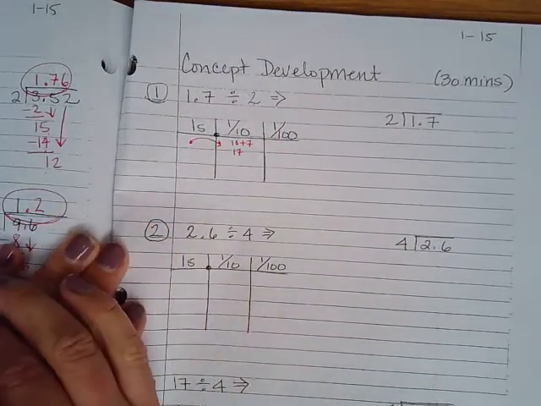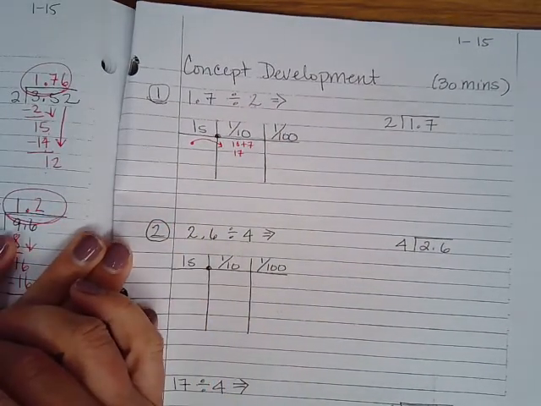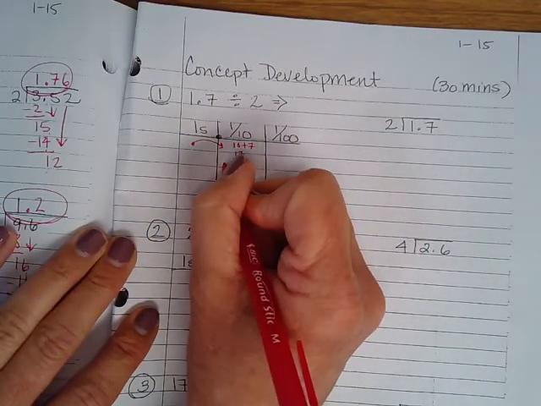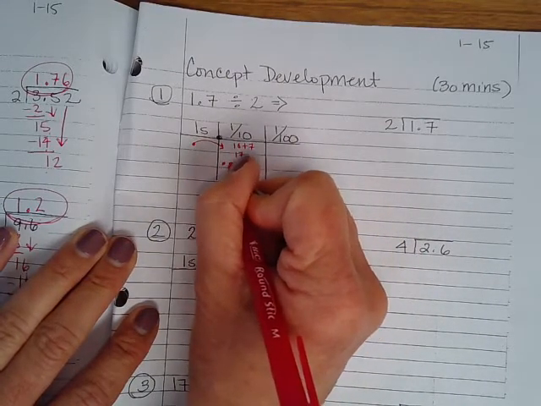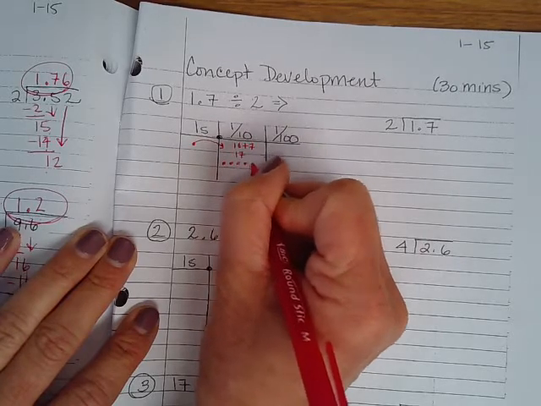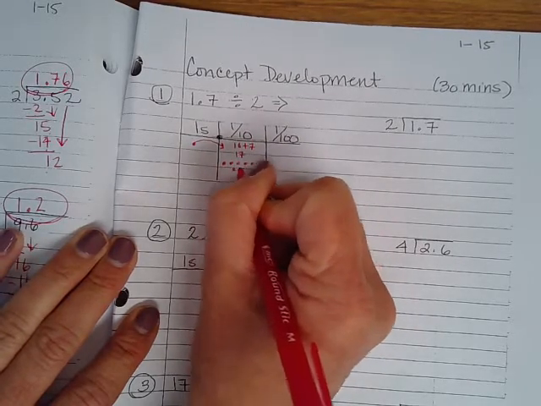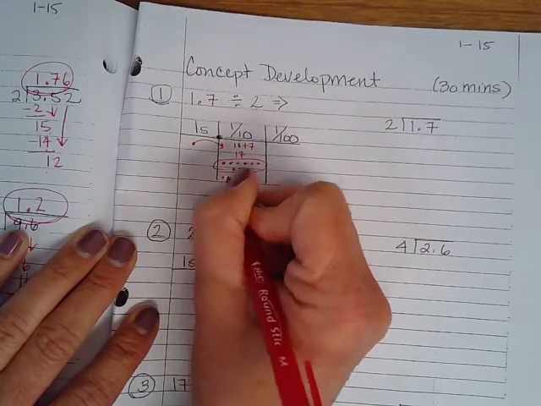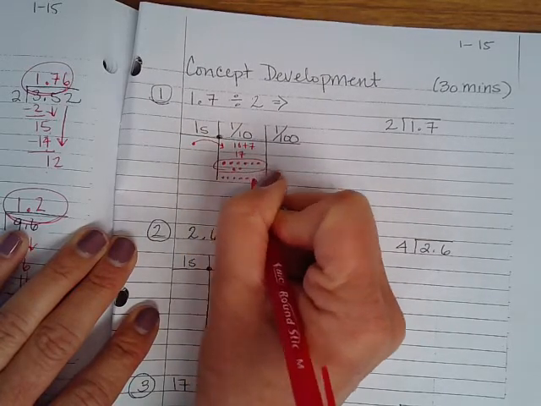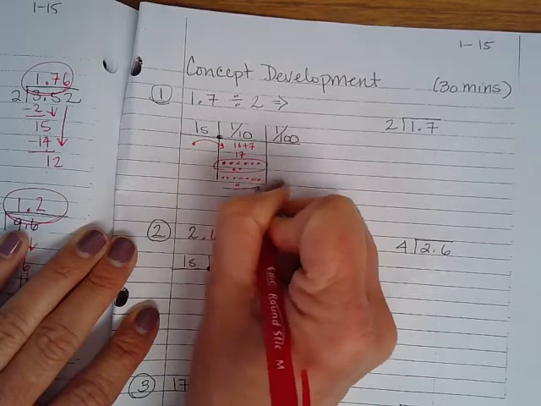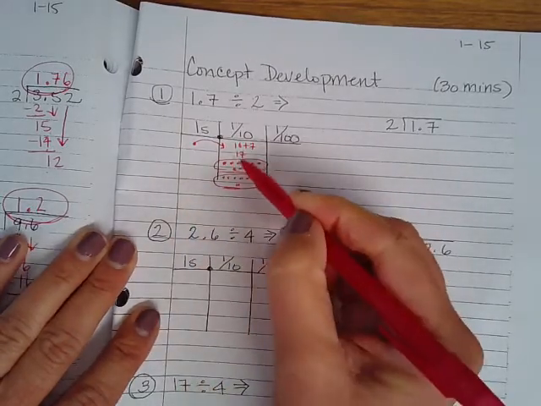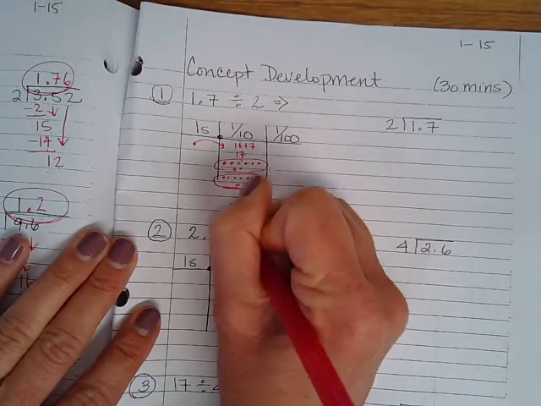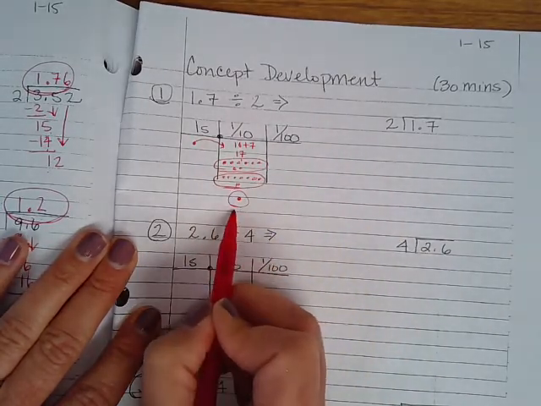Now, if I'm going to break up 17 into 2 equal groups, I can only break it up into groups of 8, right? 1, 2, 3, 4, 5, 6, 7, 8. Here's one group of 8. 1, 2, 3, 4, 5, 6, 7, 8. Here's another group of 8. Well, 2 groups of 8 is 16. That means I'm going to have one left over. See, that's the remainder here.